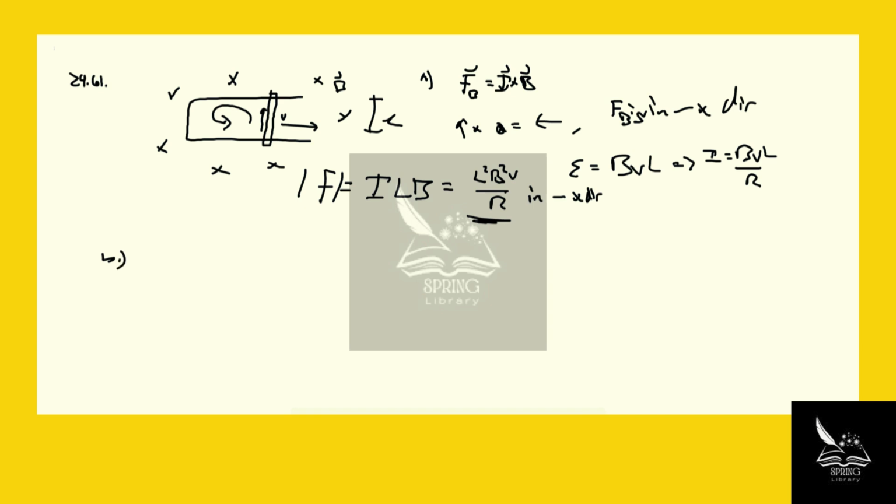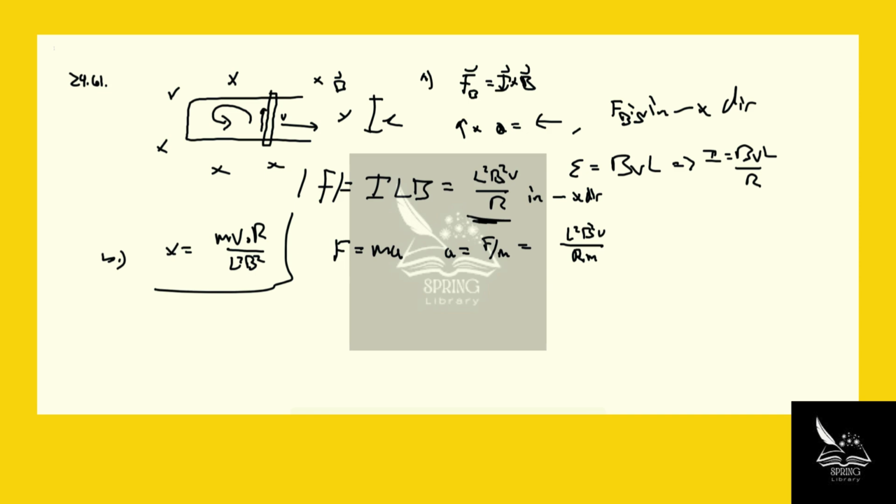So for part B, we want to figure out, as this slows down, where does it stop? How far does this go, basically, before it stops? Okay. And it also tells us that, well, we want to show that the distance it moves is x equals m v naught R over L squared B squared. Okay, so let's work on showing this. So we know that force is given by ma.